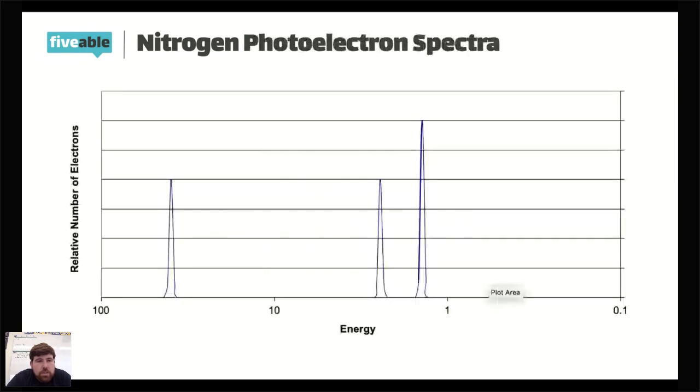There are 2 peaks, once again. Those 2 peaks allow us to identify the number of electrons, and they are the same. And then that third peak on the right is a little bit taller, indicating the third electron there.